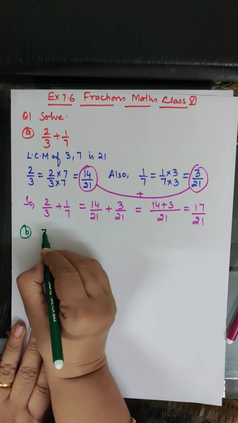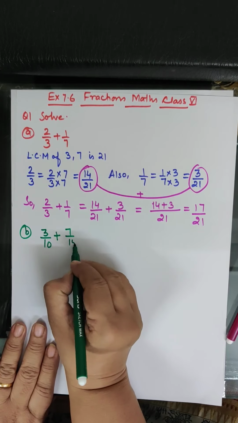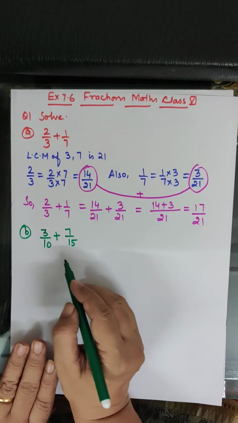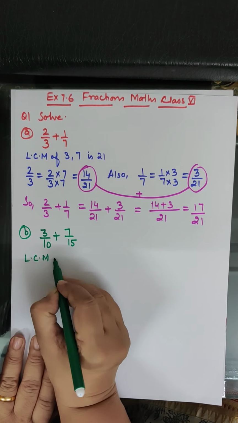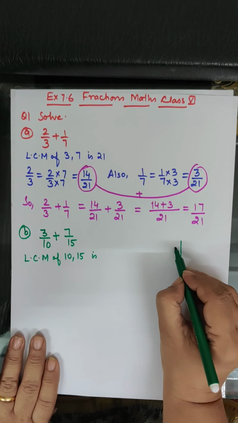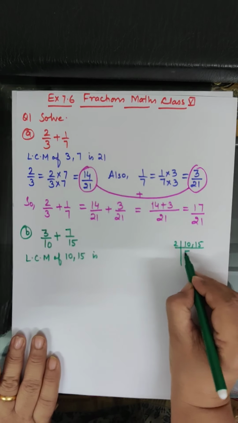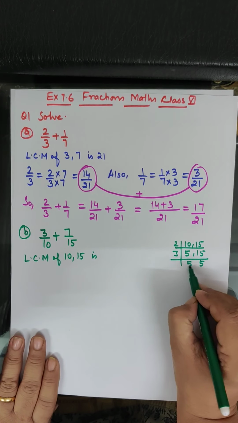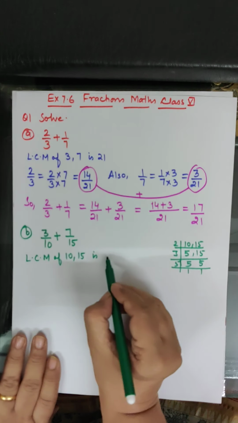3 upon 10 plus 7 upon 15. 3 upon 10 plus 7 upon 15. Now again they are unlike fractions. We take the LCM of 10 and 15. LCM of 10 and 15 is, let us take the LCM, 30 will come. 2 5s are 10 and then 15. 3 5s are 15 and 5. 5 1s are 5. So 2 3s are 6, 6 5s are 30.